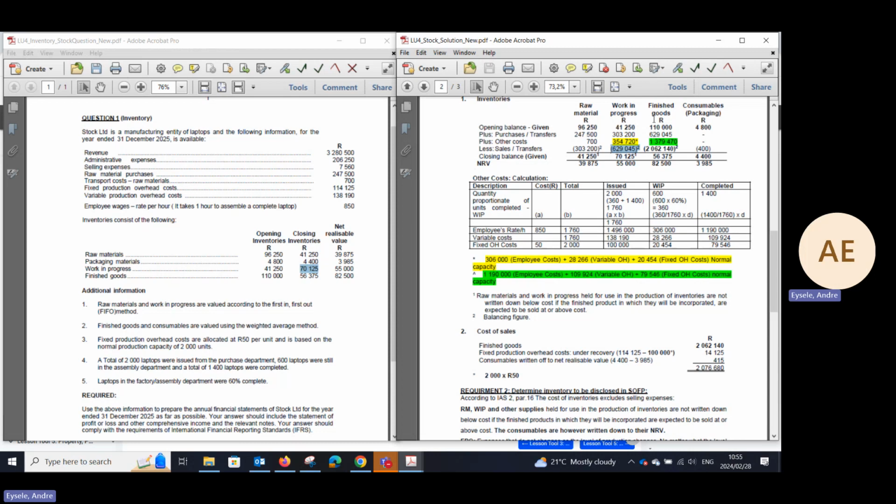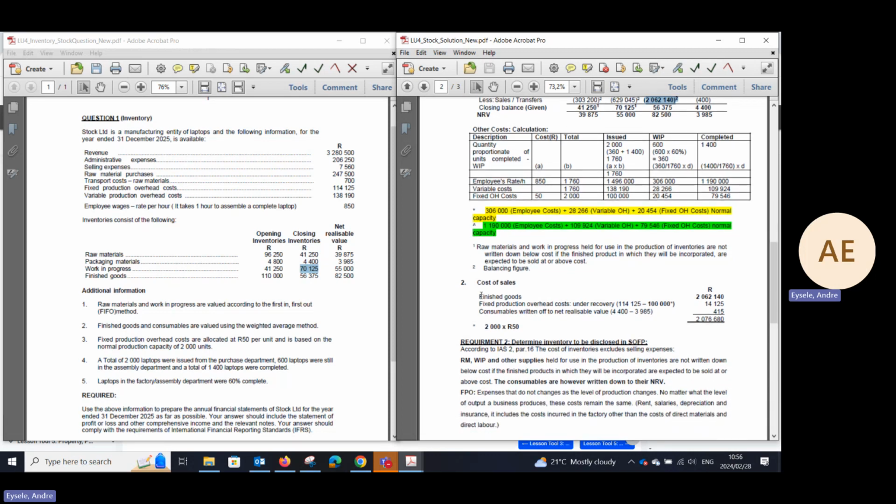Then you will need your finished goods, and the procedure is exactly the same. It's 110,000 plus your transfer in costs plus your other costs, which is variable overhead costs and fixed overhead costs, which we've just calculated according to this calculation table. And you get your closing figure, and that finished goods section is the cost of sales figure. Those are the total costs of the units produced based on our information.